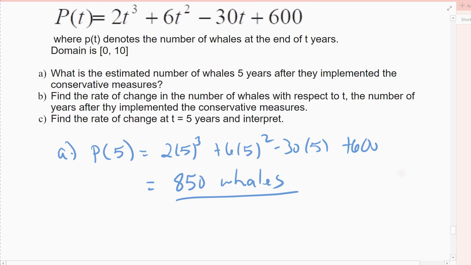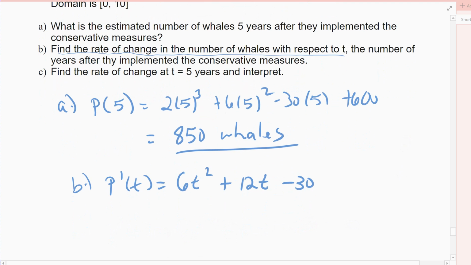All right, part B, the derivative. Find the rate of change in the number of whales with respect to t, the years after they implemented the measures. All right, so it's just asking you for the derivative. Power rules, so 6t squared plus 12t minus 30, and so there's my derivative. And then C is then asking you to use the derivative. Find the derivative at 5 years.